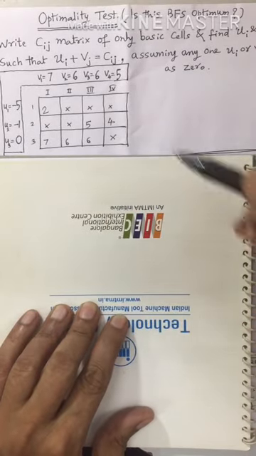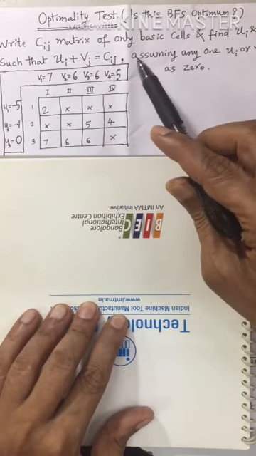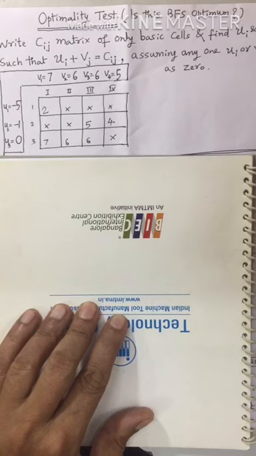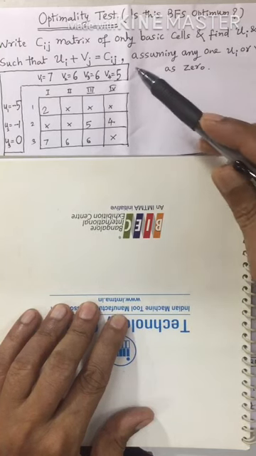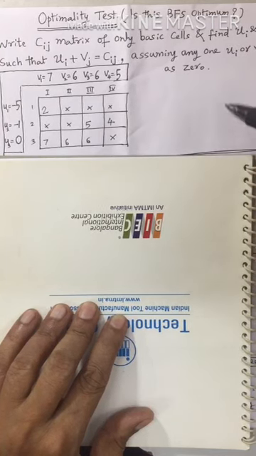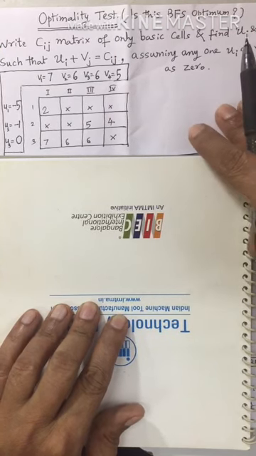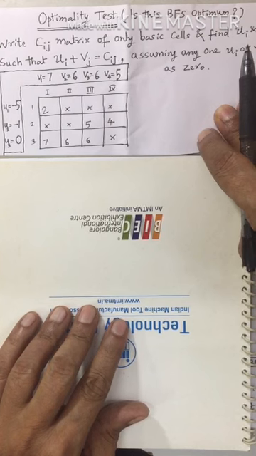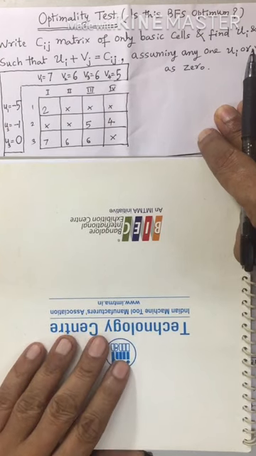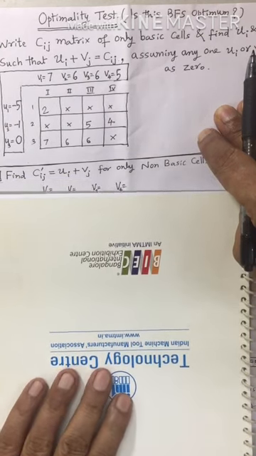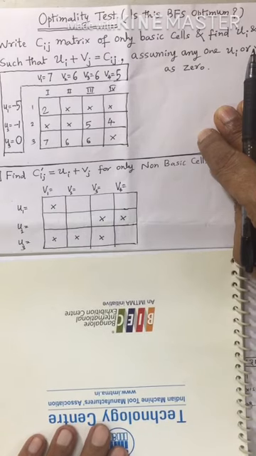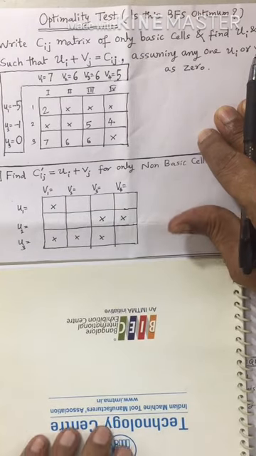So this is the table. This is what I mean by write the Cij matrix of only basic cells and find Ui and Vj such that Ui plus Vj is equal to Cij. You can assume any value, but if you assume 0, then our calculation becomes easy. That is why I have advised you to take it as 0. In fact, you can assume any value.